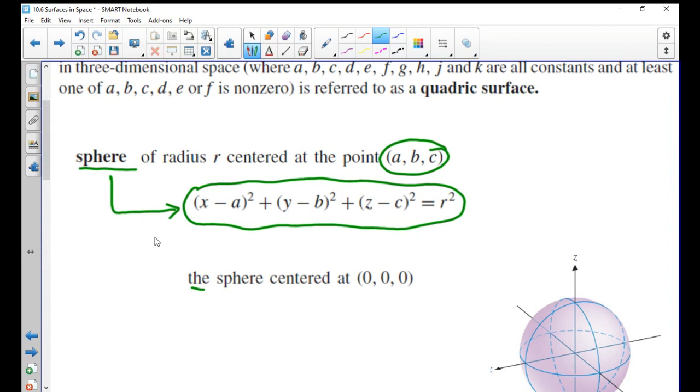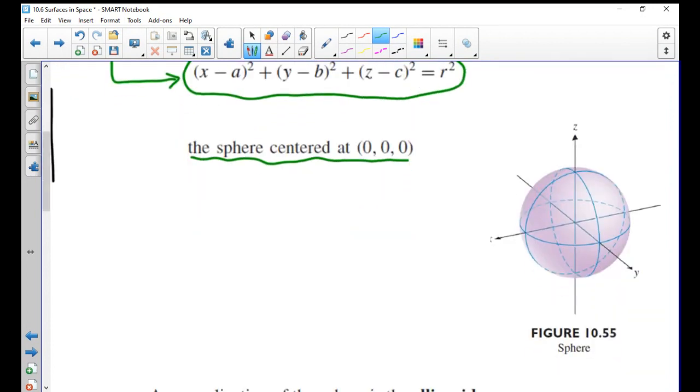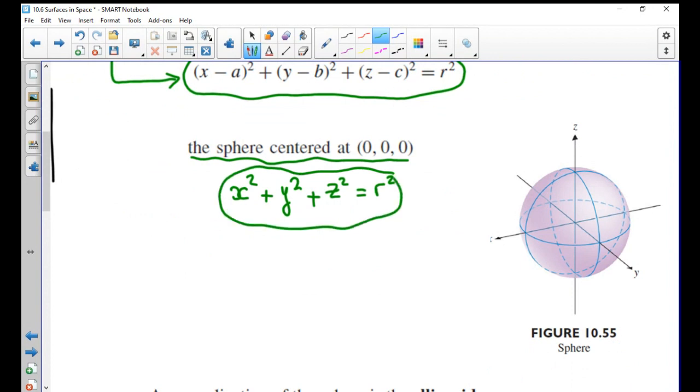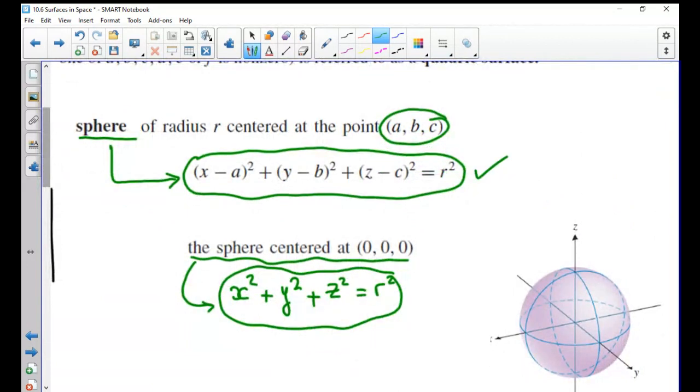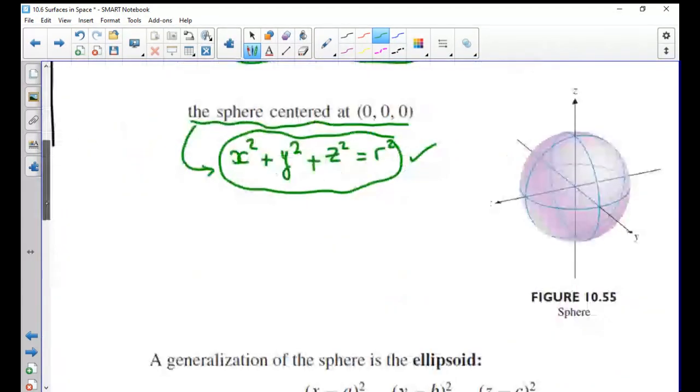If you want to write the sphere centered at 0, 0, 0, what will be the equation here? X squared plus y squared. Basically, A, B, C are 0. A, B, and C are all 0. So you will get the equation x squared plus y squared plus z squared equal to r squared. So this is the sphere centered at 0, 0, 0. So center A, B, C here, center 0, 0, 0 is here.